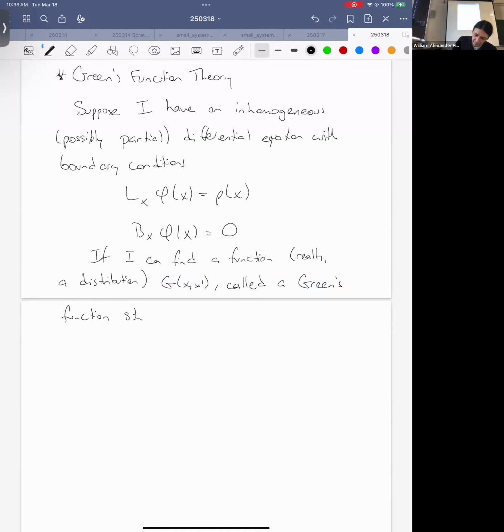Such that if I act this differential operator on this g of x and x prime, then I get a Dirac delta x minus x prime. And if I act the boundary condition operator on g of x and x prime, acting on the x argument, then I just get 0.